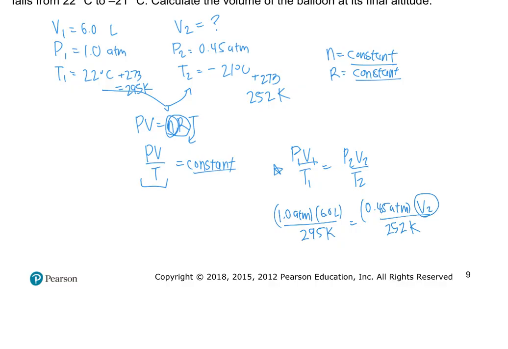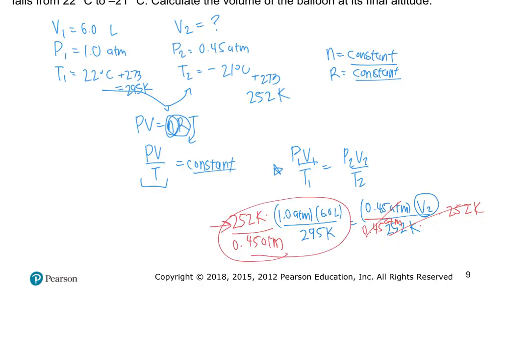So since we want to solve for V2, I need to multiply by 252 Kelvin to both sides. So that cancels out. And then I'm going to need to divide by 0.45 atmospheres to both sides. So then what you get is your volume is equal to this long equation. So we can multiply the whole top, divide by the whole bottom. And when you end up doing that, I want you to plug that in your calculator to see what you get. Make sure you're not having any calculator errors. And you should get 11 liters.